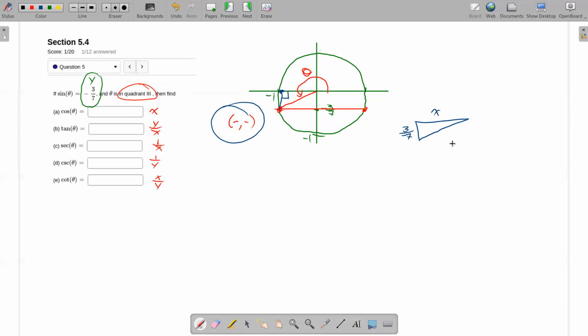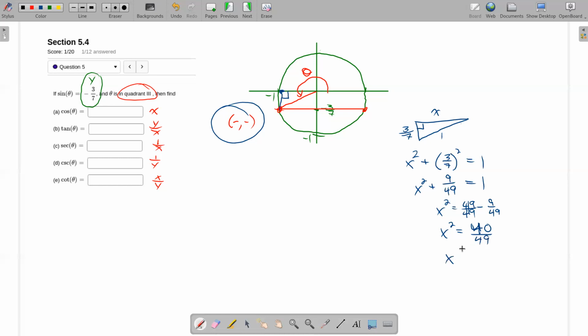I need to figure out what x is. I'm on the unit circle, so the radius is 1. So this tells me that x squared plus 3/7 squared equals 1 squared, or 1. 3/7 squared would be 9/49. Subtract the 9/49 over. So 1 minus 9/49. 1 would be 49/49. 49 minus 9 is 40. So x squared is 40 divided by 49.